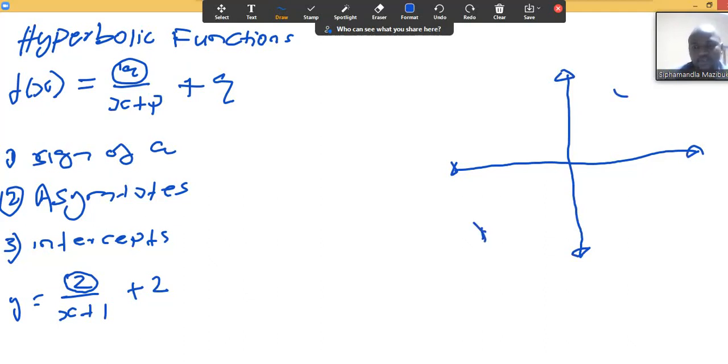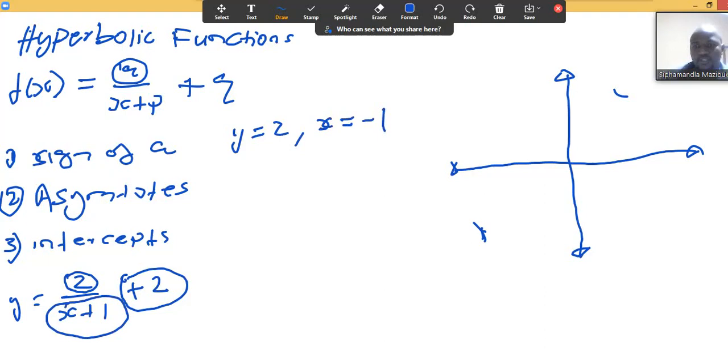The other thing you should look at is this unit here, you're adding 2. It means from the original graph it will be shifted 2 units up. But let's first look at our asymptotes. This is our y asymptote. q is always the y asymptote. So our asymptote would be y is equal to 2, and then the other one would be x equal to minus 1.